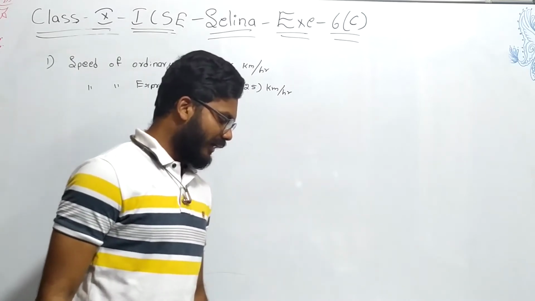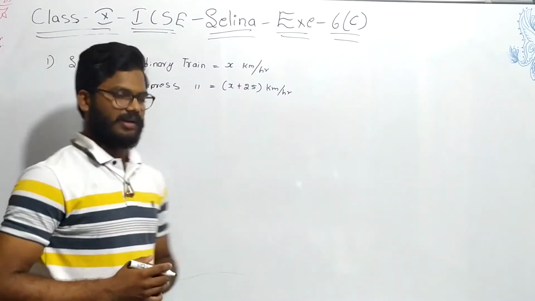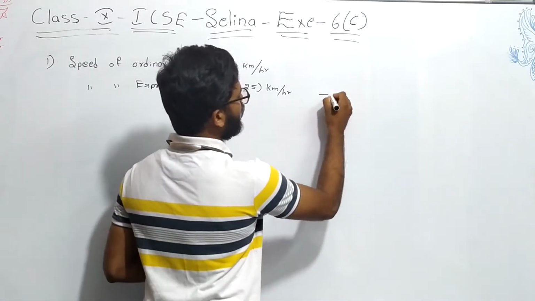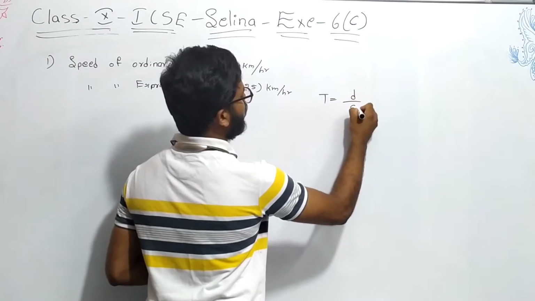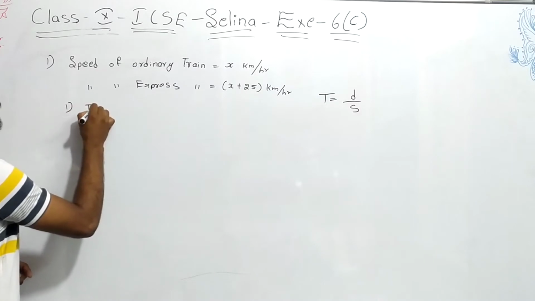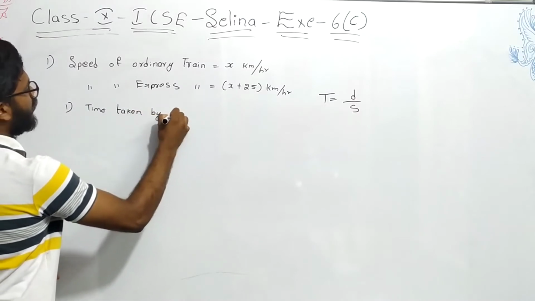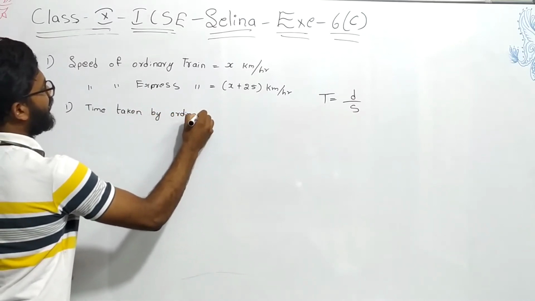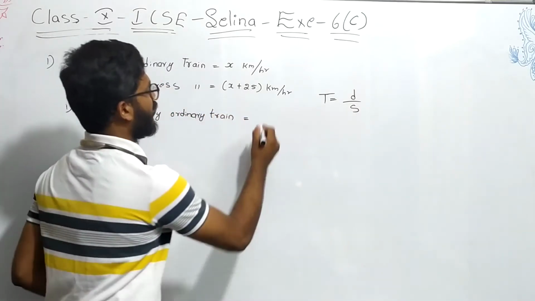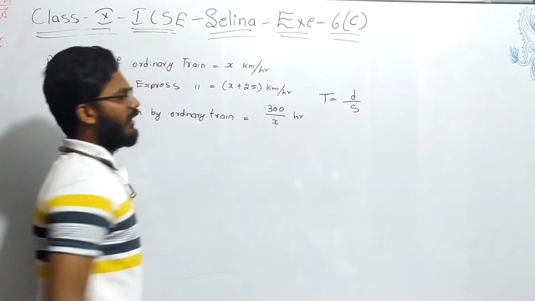Next, find the time taken by each train to cover 300 kilometers. So what is the formula to find time? We know time is equal to distance by speed. So by using that we can find. First, time taken by ordinary train is equal to how much? Total distance, how much they give? 300 kilometers. So 300 by speed of the ordinary train, which is x. So 300 by x hours.